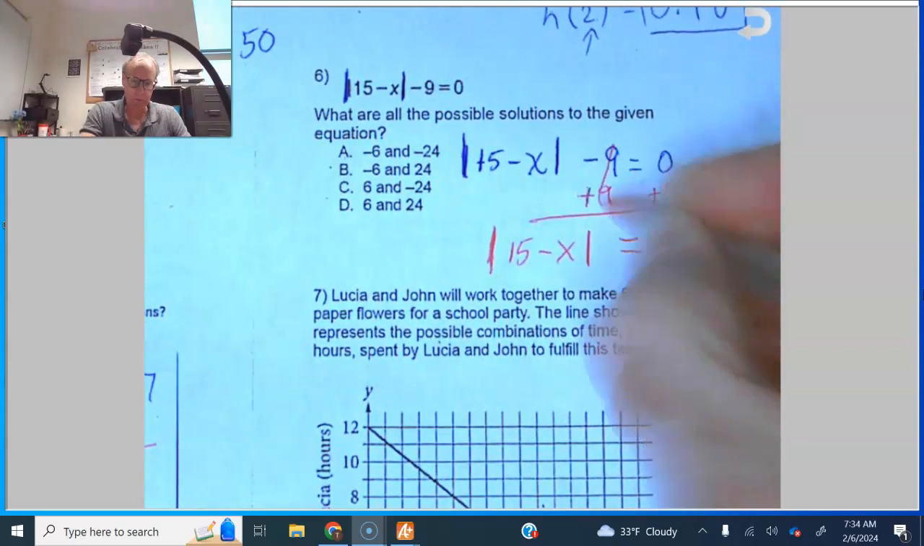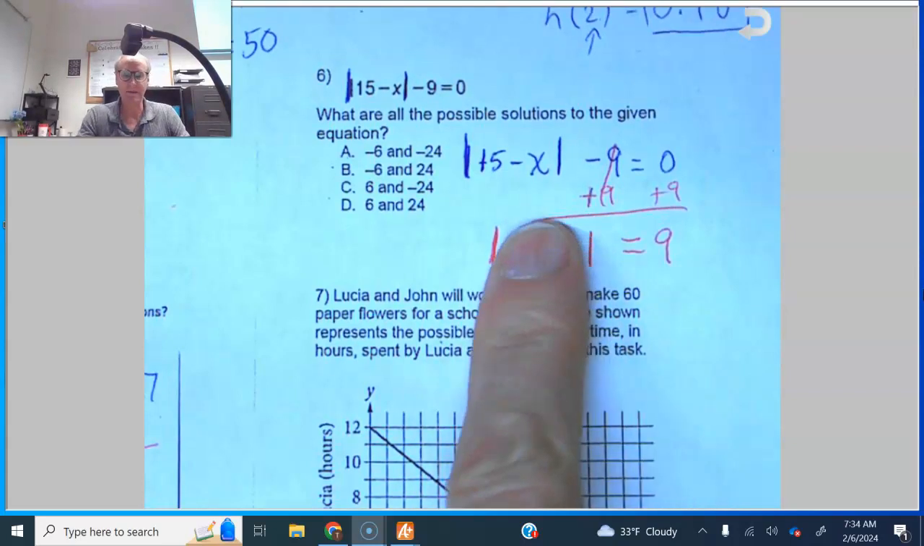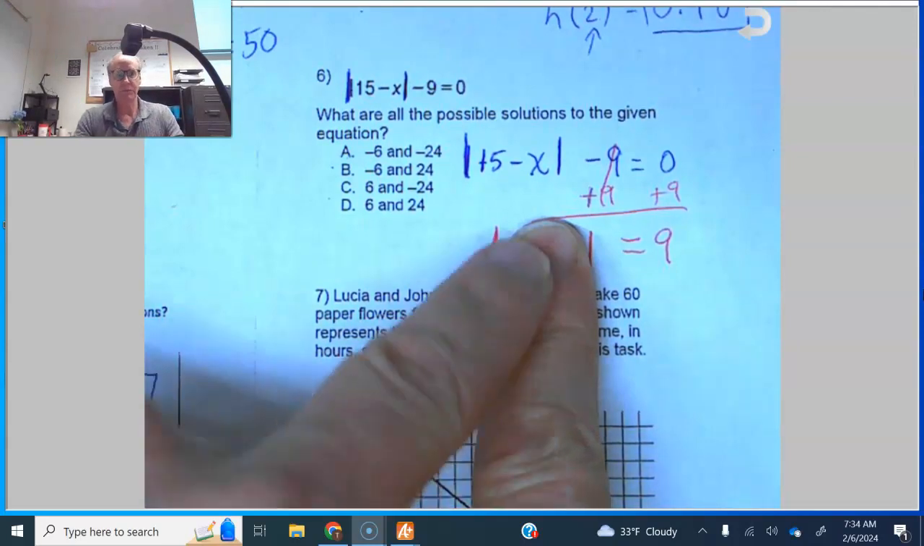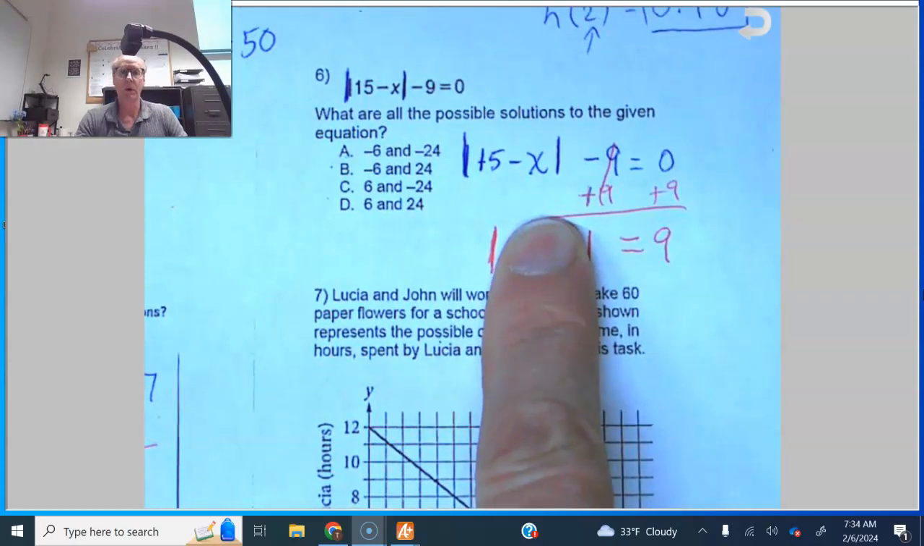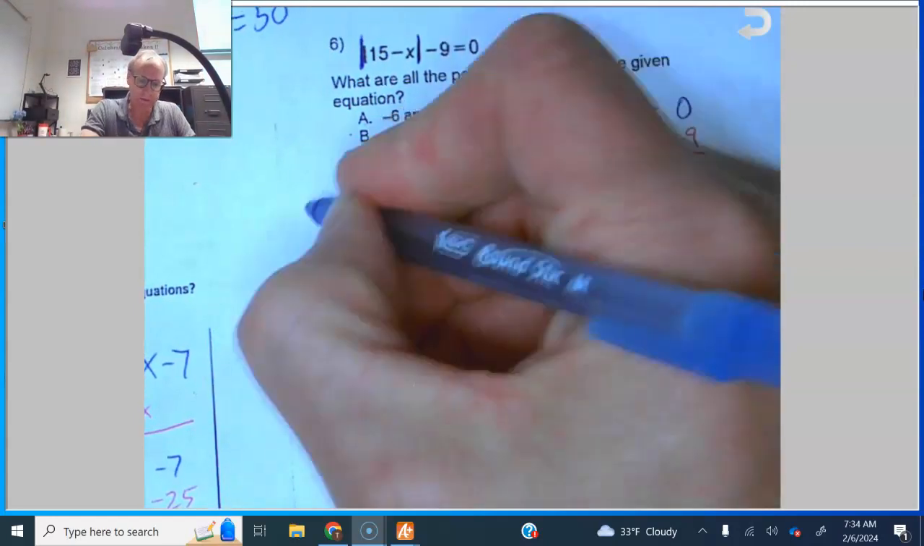is equal to 9. Now, hopefully you know that the whole idea of absolute value is that you take any number and make it positive. So if the value under my finger is equal to 9, then that's true. But it's also true for negative 9. And so whatever's under my finger could be 9, or it could be negative 9. And you need to solve 15 minus x for both parts.